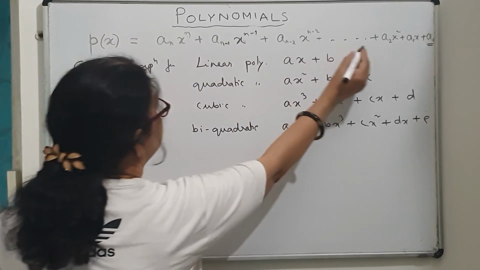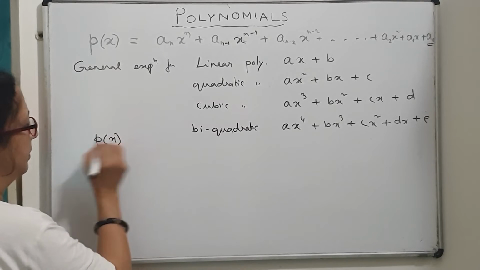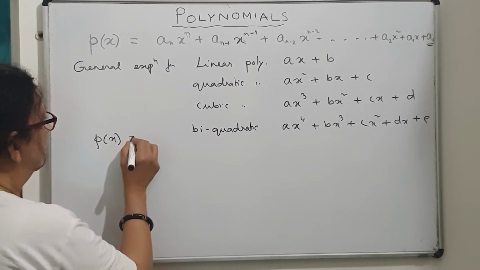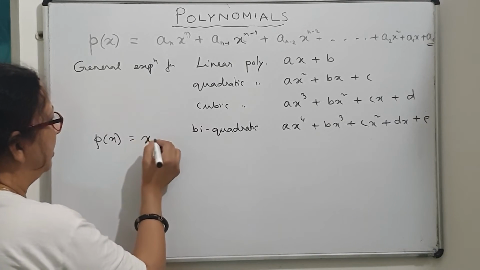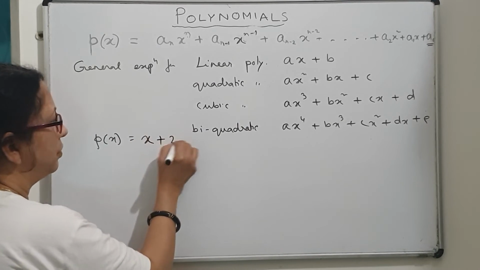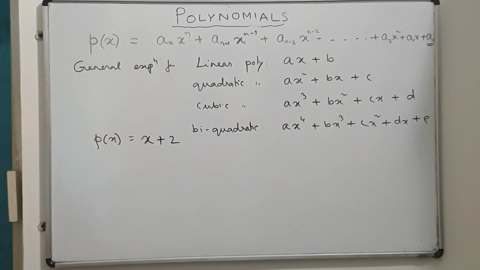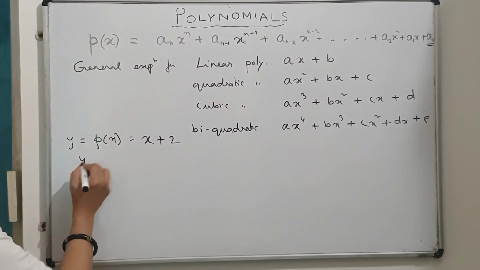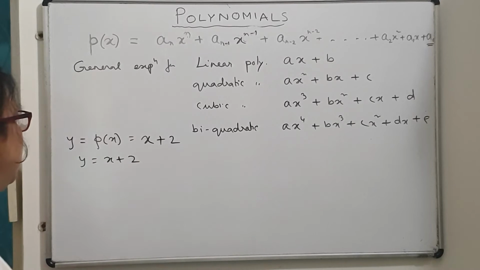So p(x) is a polynomial expression. Say, let me take a linear one, x plus 2. So p(x) is actually nothing but y, that is, y is equal to x plus 2. So we can draw graphs, you know.